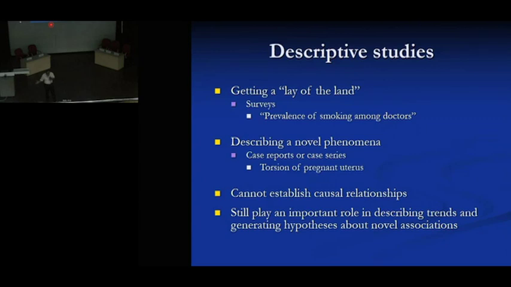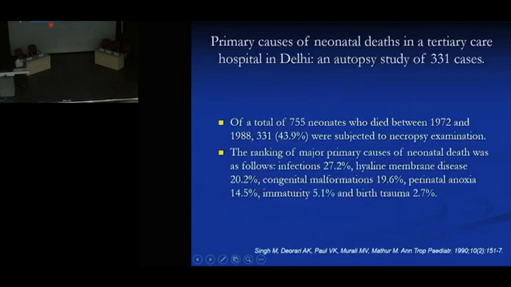So you plan a study. So it generates questions. So descriptive studies help you generate more hypotheses. Okay, this is just an example. This was published many years ago in 1990. Primary cause of neonatal deaths in a tertiary care hospital. Autopsy of 331 cases. So what do they do? They just describe. कितने बच्चे मरे हैं, कारण क्या था, क्या reasons था, you get a description, okay? ये malformation कितने हैं, asphyxia कितने हैं, all this. So you get some kind of description that helps you.